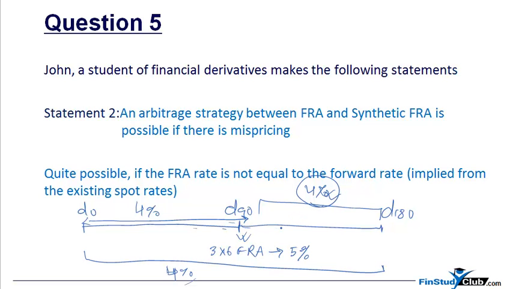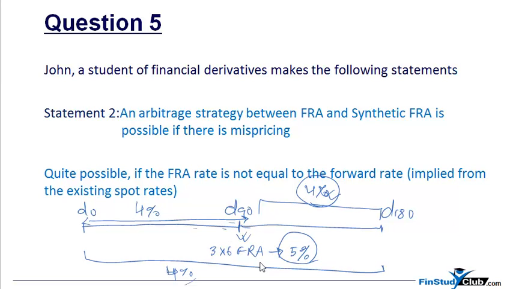Now you would say, hey, by way of this FRA, I'm able to capture an interest rate of 5%, while this forward rate basically implies that the expected rate over this period is 4%. So there we have a scope of arbitrage. Now how do I exploit this arbitrage? Please remember, an arbitrage would be possible if there is a discrepancy between the implied forward rate and the FRA rate. So clearly there is a difference. Now how would I exploit that? Let's see.